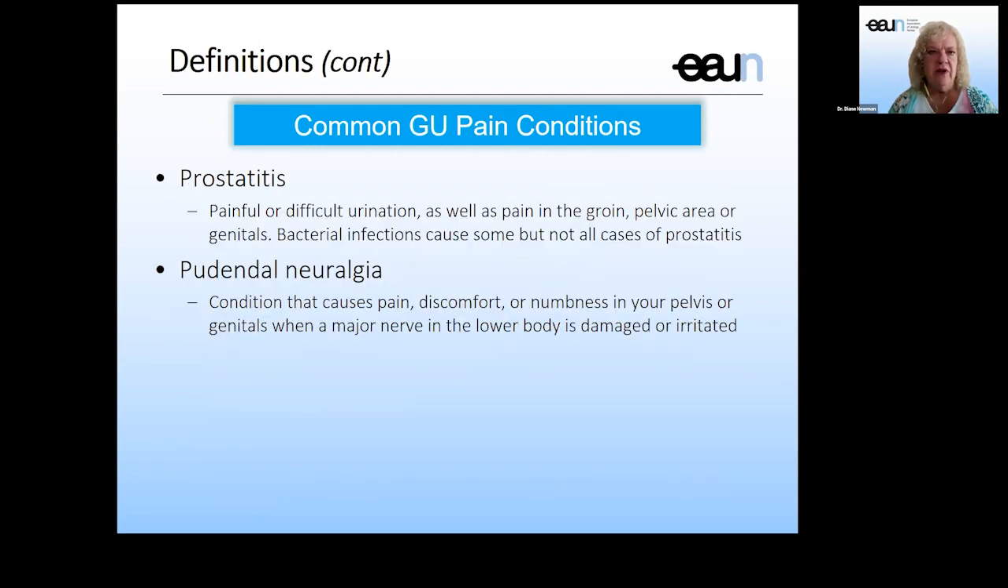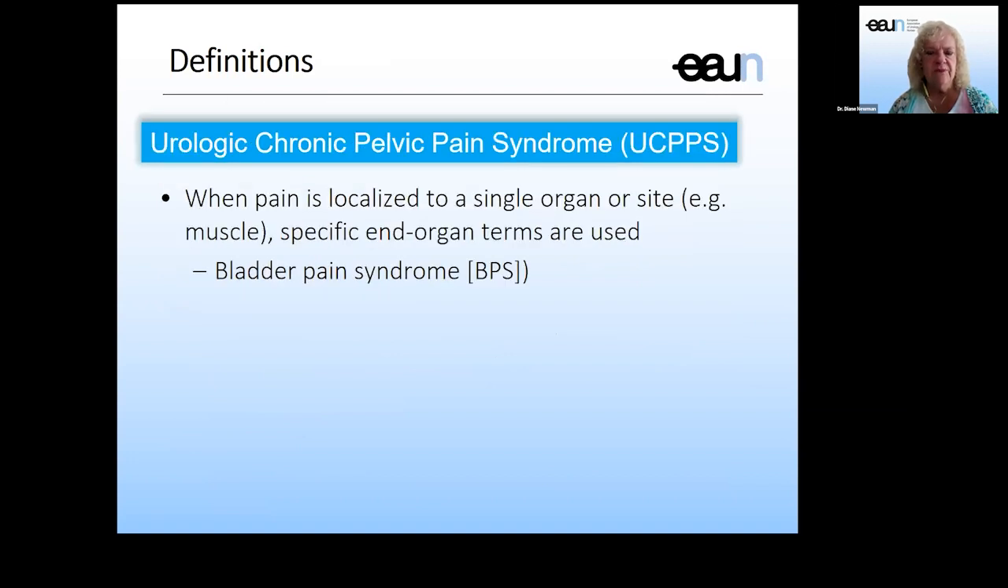We also see in men, particularly prostatitis, which can be a very frustrating problem that we see in urology. And this is painful, difficult urination. Initially, these men may present with bacterial infections, but go on to chronic inflammation of the prostate, as well as chronic pain. And then pudendal neuralgia is also a condition that usually is caused by some type of trauma. I'm going to go over some of the presenting symptoms of these conditions.